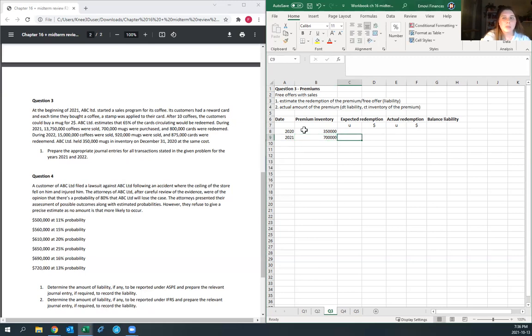The expected redemption is going to be your 13,750,000 coffees divided by 10 coffees, which is when they can redeem their cards, times 65%. So that's 893,000 in units, and in dollars, it's going to be this amount times the value of the mugs, which is $2.